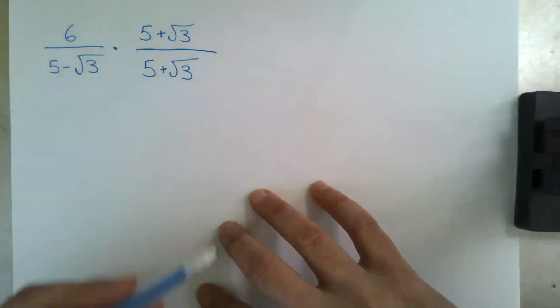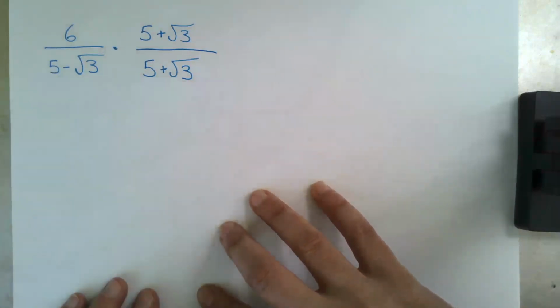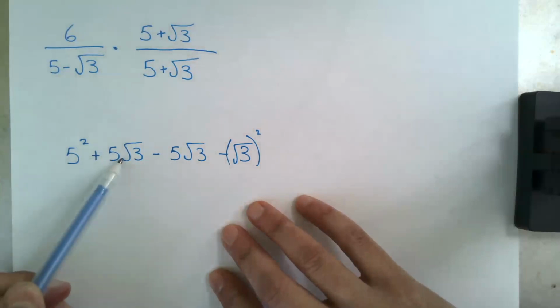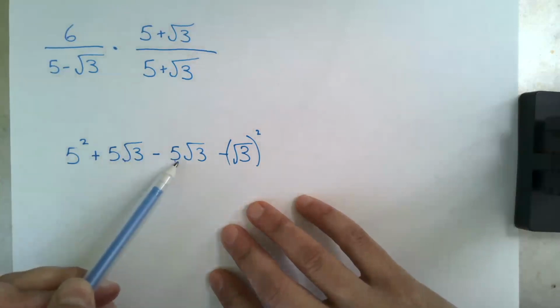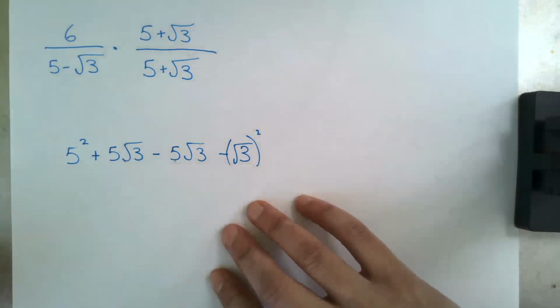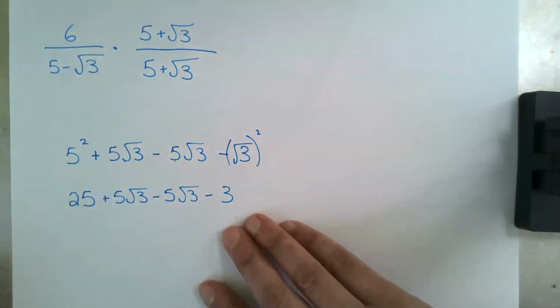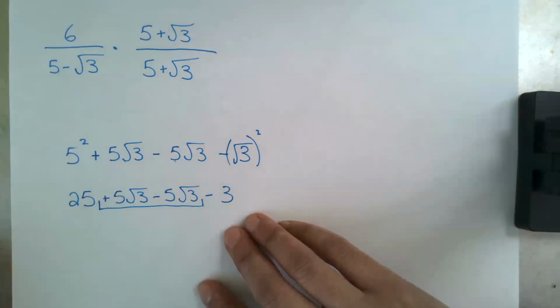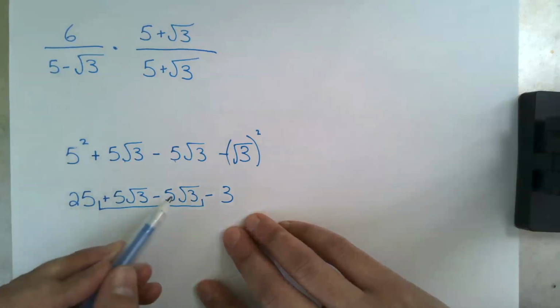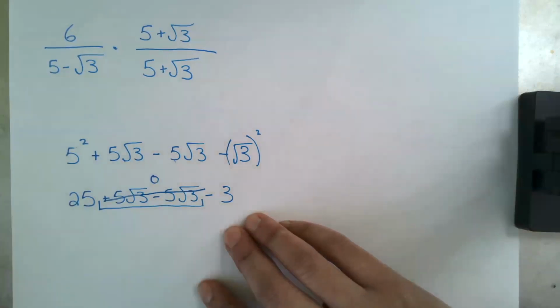Let's go ahead and FOIL through our denominator. Firsts, outsides, insides, lasts, simplify. Notice the two inside terms cancel each other out. Plus 5 root 3 minus 5 root 3 is just 0. And that will be the case every time. And that's why we multiply by the conjugate.